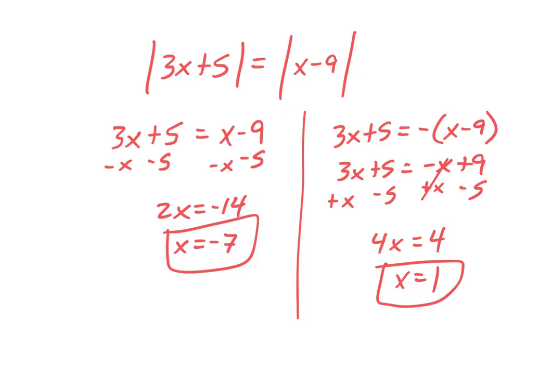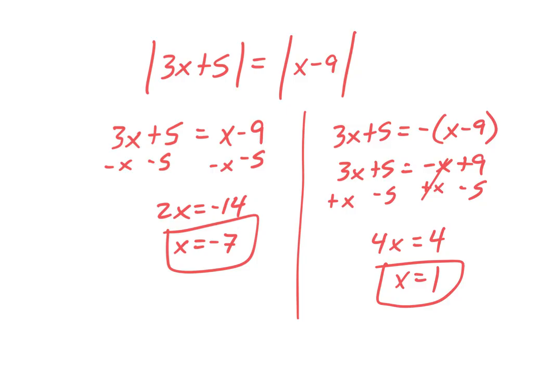And so let's check it here. Let's try 1, because 1 will be easier to check. 3 times 1 is 3. 3 plus 5 is 8. Absolute value of 8, still 8. Pretty straightforward. 1 minus 9 is negative 8, but when I take the absolute value of negative 8, it gives me 8. So I end up with 8 on both sides.